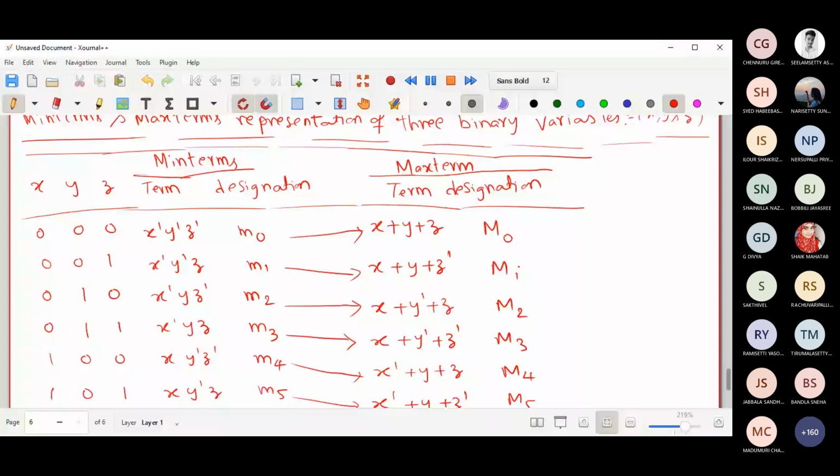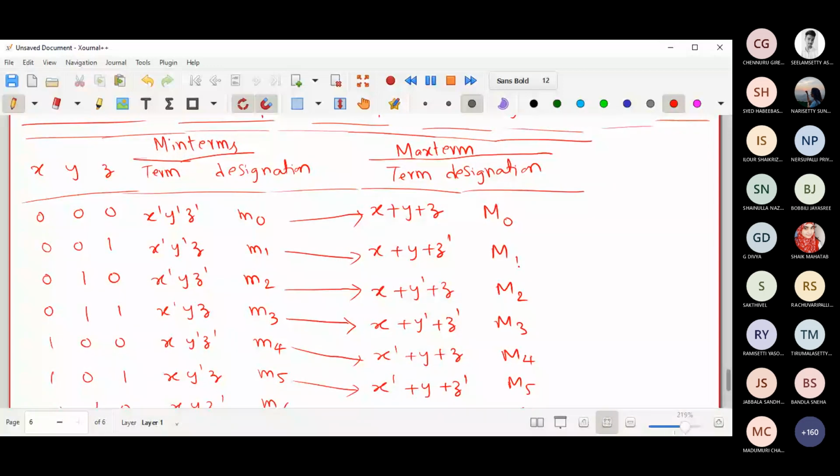See x, y, z, three binary variables. Binary in the sense x may be 0 or 1, y may be 0 or 1, z may be 0 or 1. So three binary variables. How many input combinations do you have? 2 power 3, three variables, 2 power 3. Nothing but 8 combinations in the truth table.